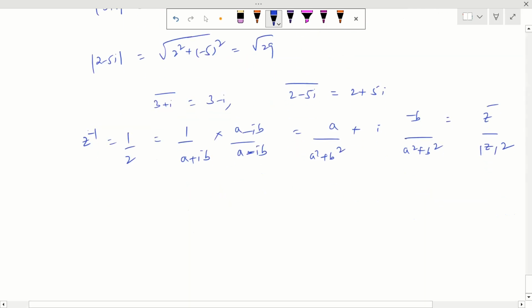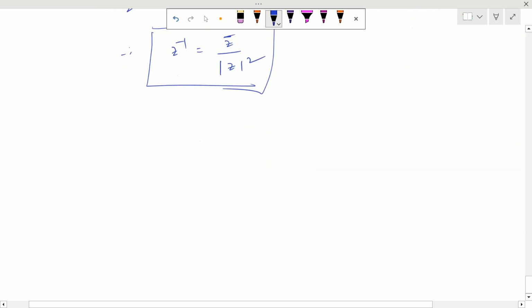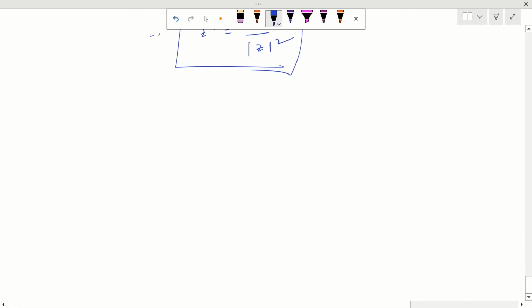Therefore we can write the expression for z inverse as the combination of the conjugate and the modulus. This is a formula, right? This is a formula. Based on this, we can find the value of the inverse of a number. For example, I will give an example to find the inverse of 2 minus 3i.